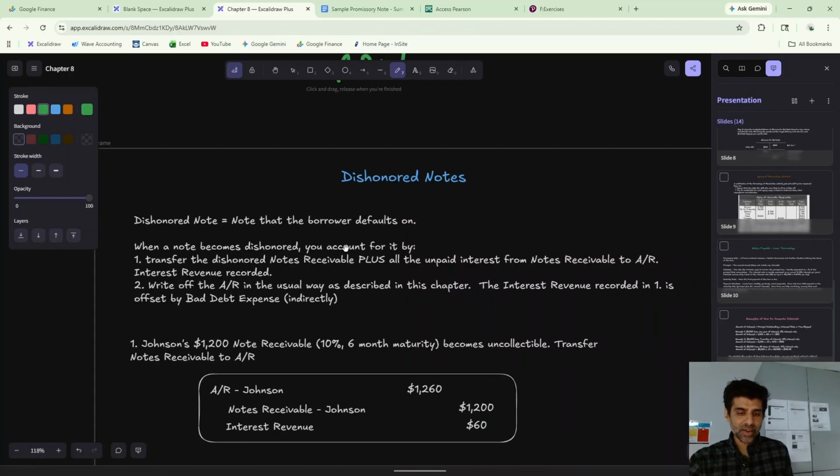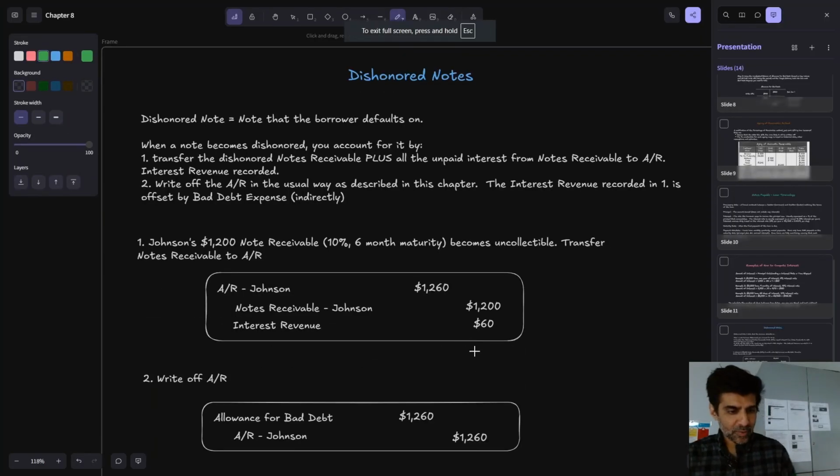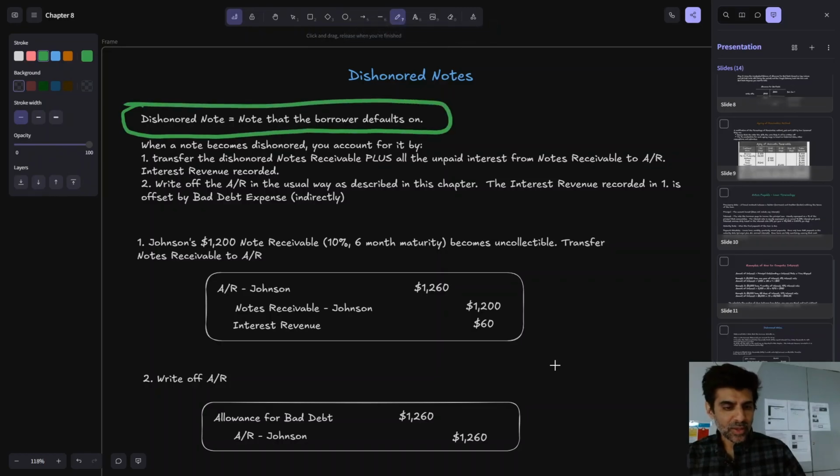Okay, so this is kind of an odd little topic in this chapter. It's not an account receivable that's unpaid. It's a dishonored note. This is kind of the equivalent of when someone doesn't pay a note payable. So what happens there? Again, a dishonored note is a note that the borrower defaults on.